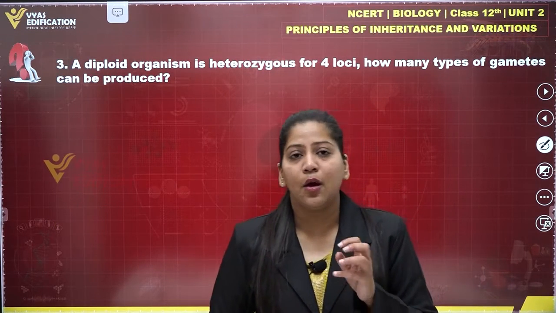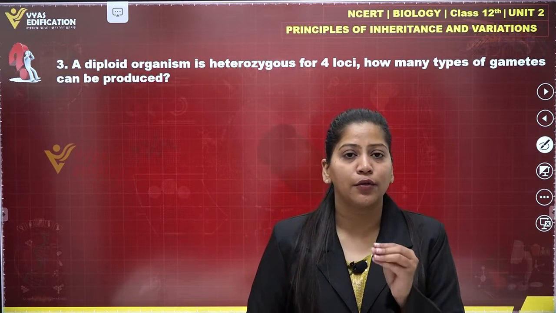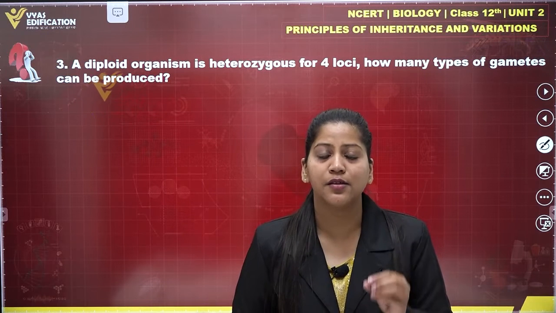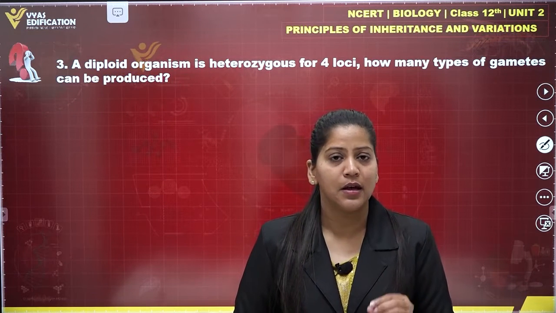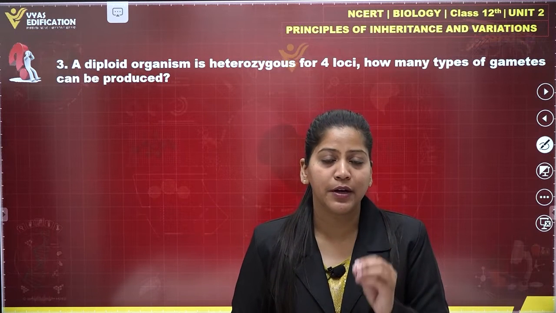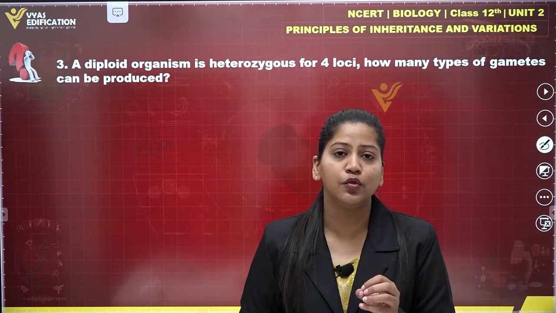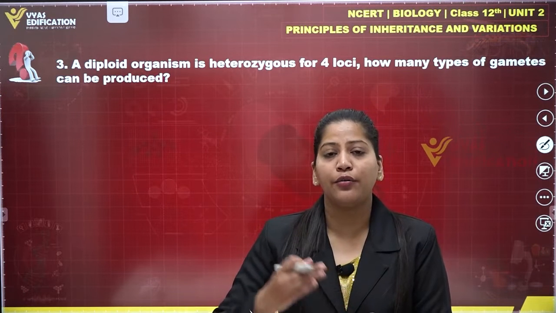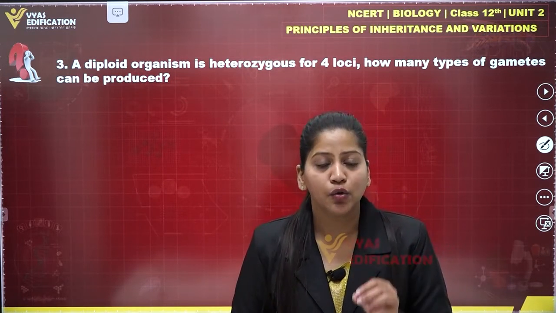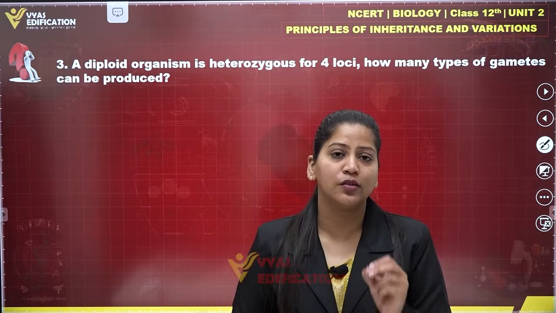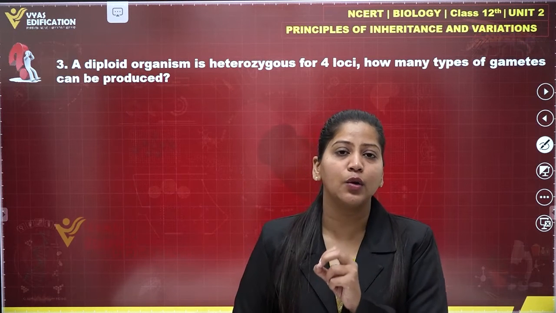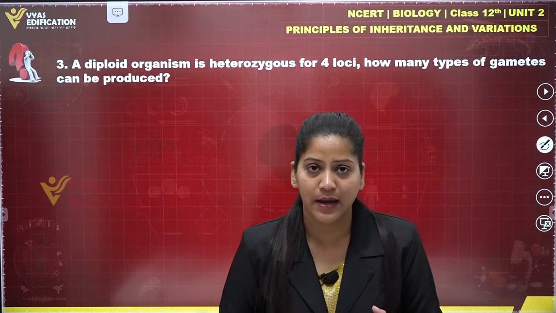So, if any organism is heterozygous for 4 loci, that means the organism is heterozygous for 4 characters. And if we talk about the gametes, then the number of gametes produced, based on the number of heterozygous characters in an organism, is 2 raised to the power n, wherein n is the number of heterozygous characters in an organism.